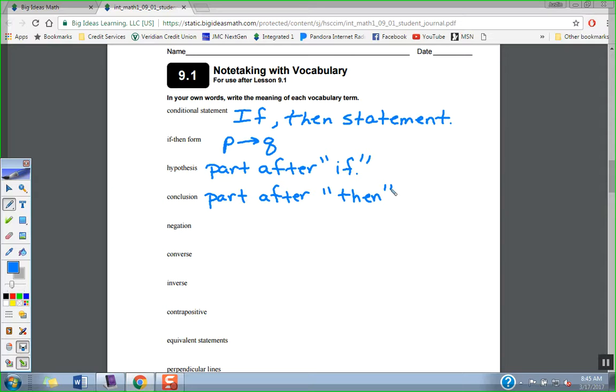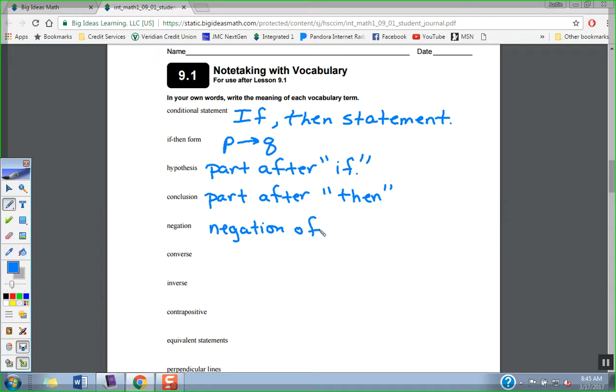What do you think the word negation means? To negate something, what's that mean? If something was true, what would the negation of that be? If something is true, what's the opposite of true? False. Negation just means kind of the opposite. So if I say today is Friday, the opposite or the negation of that would say today is not Friday.